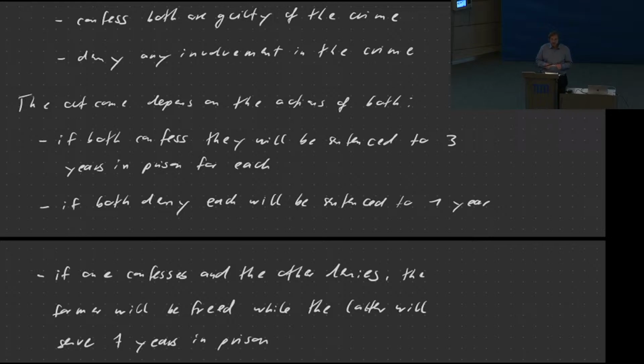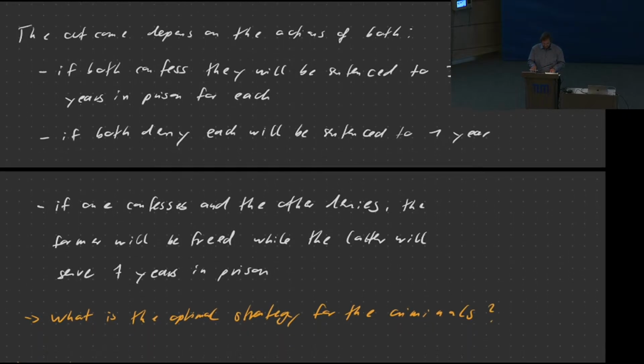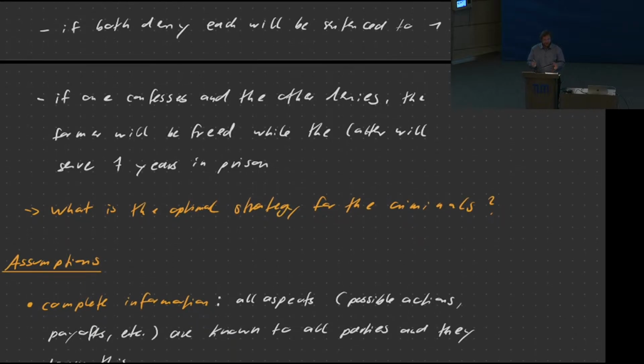And the question is, of course, what should they do? Let's assume for a moment they can't communicate, and all the information that we have is encoded in this game here, right? So in particular, they don't have to fear any repercussions afterwards for whatever choice they make. And of course, that is a very severe assumption. So what is the optimal strategy? What should those criminals do?